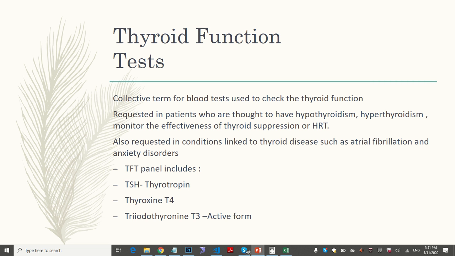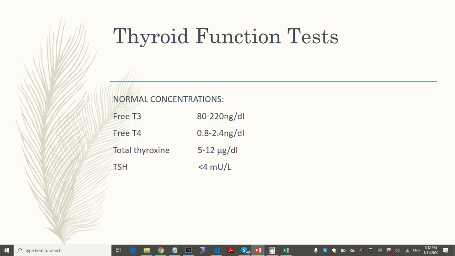Now the thyroid function test panel includes thyroid stimulating hormone or thyrotropin, thyroxine T4, and triiodothyronine T3, which is the active form and a more potent form. Many cells convert T4 to T3 through the removal of an iodine. The normal concentrations are: free T3 80 to 220 nanograms per deciliter, free T4 0.8 to 2.4 nanograms per deciliter, total thyroxine 5 to 12 micrograms per deciliter, and TSH less than 4 milli-international units per liter.